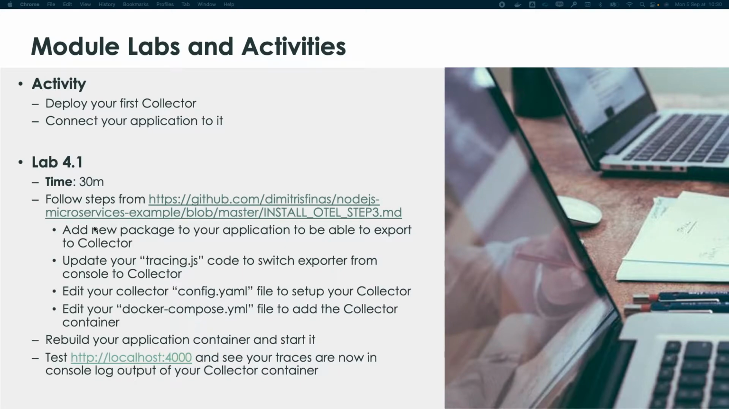As a summary, it means that we will add a new package to our application in order to export to the collector. Then we will update our code to switch from the console output to the collector itself in the exporter. Finally, we will edit our Docker Compose file so that we add the collector container, and we will create a config.yaml file in order to configure this collector. Then we will rebuild and redeploy our application so that we can test that it works.